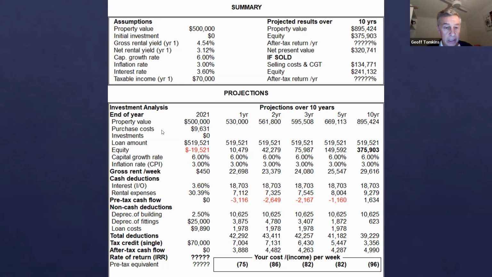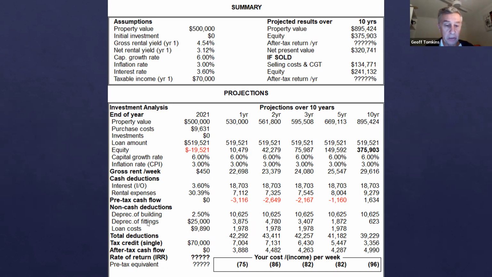Purchase costs are $9,600. That's a combination of the stamp duty and the solicitor's costs. Stamp duty will vary state to state. This program actually calculates the stamp duty on the property. This example was a house and land, so with a new property with a house and land, you only pay stamp duty on the land component. If it was a $500,000 existing property in Queensland, the stamp duty would be almost double that. But stamp duty and solicitor's costs are very important to take into account.